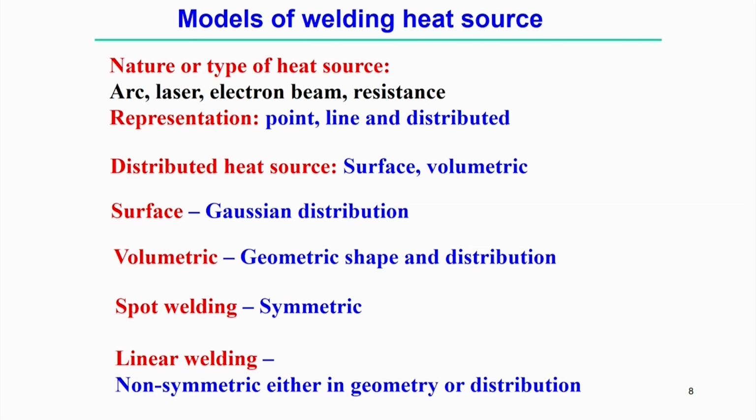So, all the different types and natures of heat source are different, but the mathematical representation is like that. We can represent the heat source starting from the point, line and distribution, looking into the nature of the heat source. For example, a laser is focused in a very small area, so it is better to represent the laser source as a line heat source.